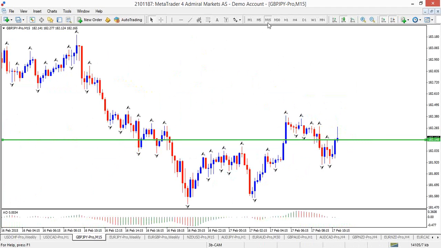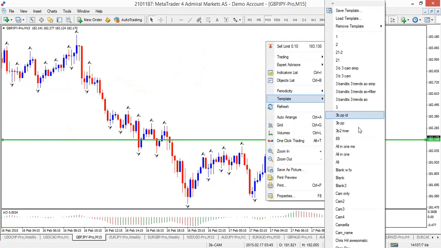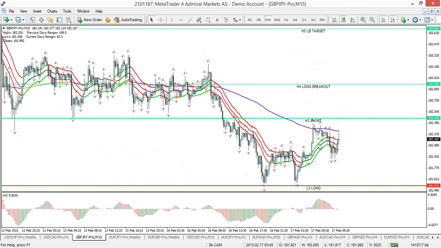I would wait for an hourly candle to prove itself and be able to break above the H3. And that's it for the moment.